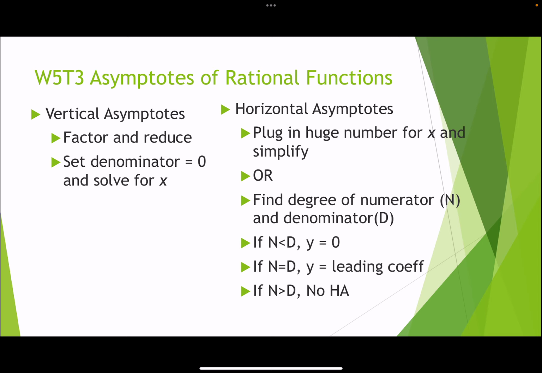So, like if it's a degree 4 in the numerator and the leading coefficient is a 5, and the denominator is also a degree 4 and the leading coefficient is a 4, then the horizontal asymptote's at 5/4. Very quick, very easy to do. Okay, so let's try one here.